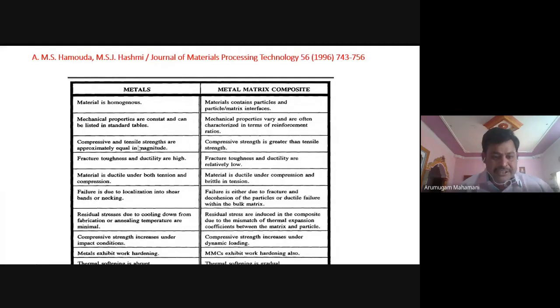In a metal, compressive and tensile strength are approximately equal in magnitude. Here, compressive strength is greater than the tensile strength. In the metal, fracture toughness and ductility are high. Here, the fracture toughness and ductility are relatively low. So the metal is ductile under both tension and compression, but here the material is ductile under compression and brittle in tension, right? Because of that, we are getting more tensile property.